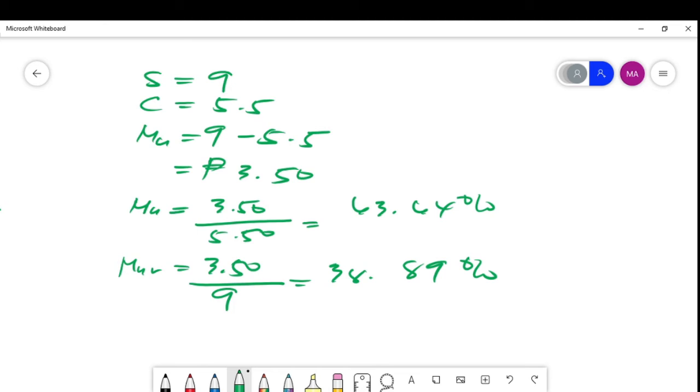Notice that the divisor will be based on what is the basis of our markup. So if it is based on cost, our divisor will be cost. If it's based on the selling price, our divisor will be the selling price.